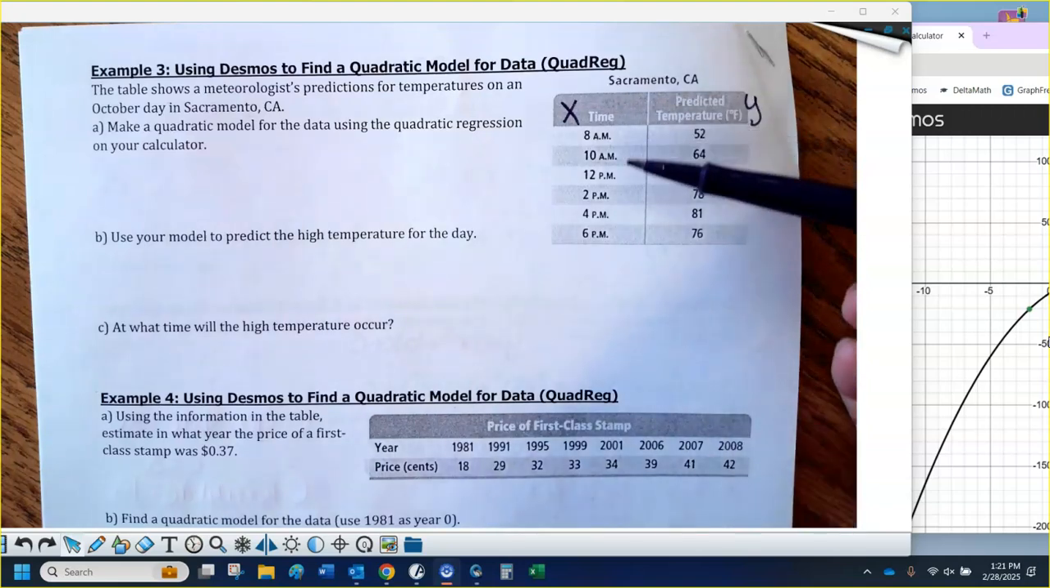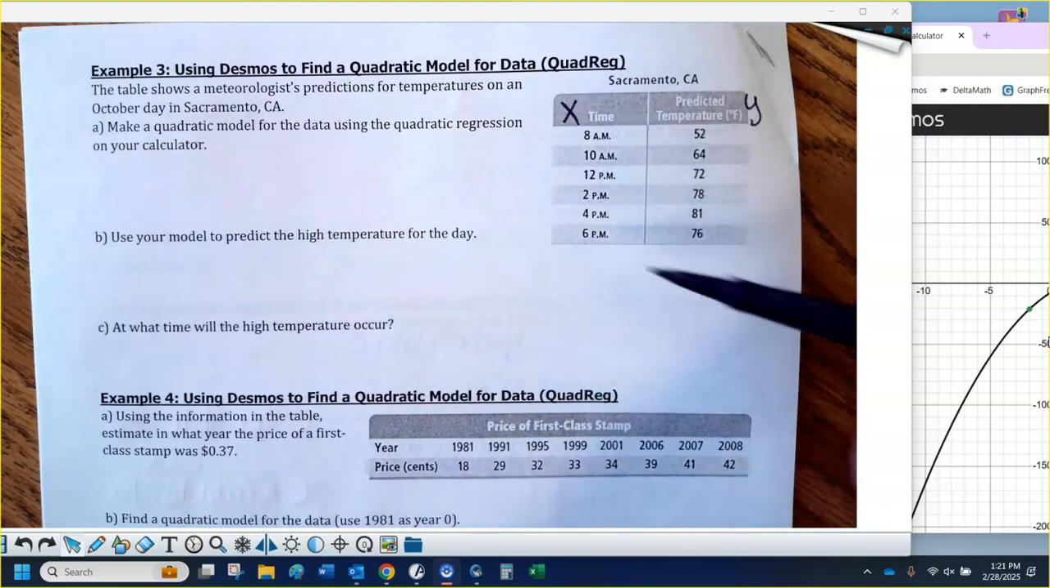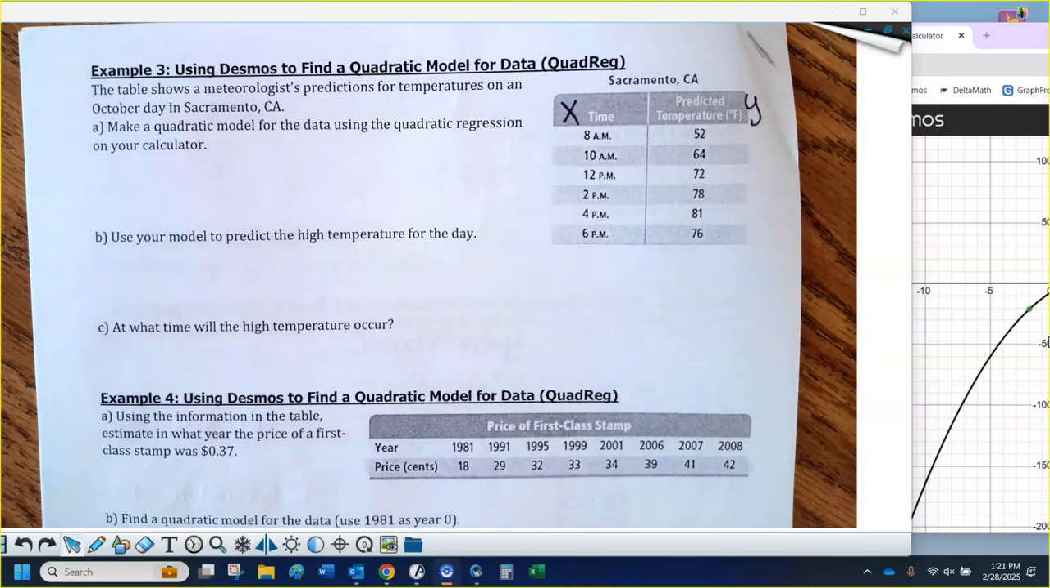Would you do anything to change any of those times? If I'm talking about the temperature throughout the day, would you just type those times in as your x values, or would anybody do anything different with those? Now, let me say something to you about that. 8 a.m. and 8 p.m. would both have an x coordinate of 8. Would that be okay? 8 a.m. is positive, 8 p.m. is negative. Not negative. I like where you're thinking.